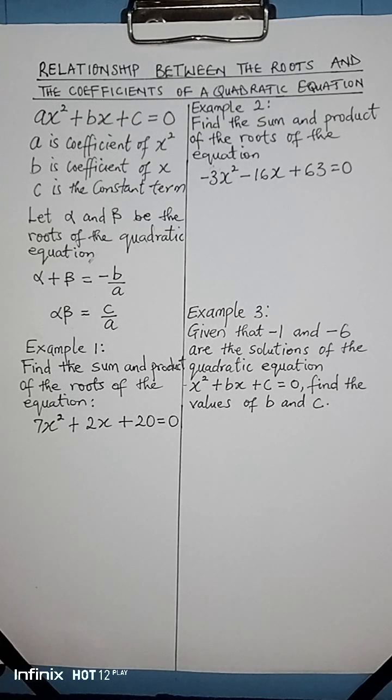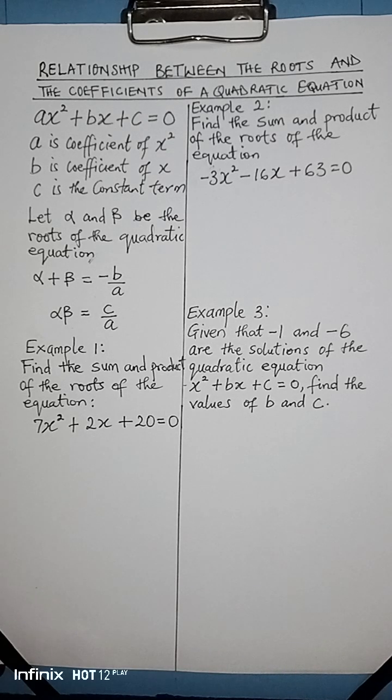Now let us see how we're going to apply these formulas in solving questions involving roots and the coefficients of a quadratic equation. Look at example 1. The question says, find the sum and product of the roots of the equation 7x squared plus 2x plus 20 is equal to 0. Now notice what the question is asking us to look for: the sum and the product of the roots of the equation.